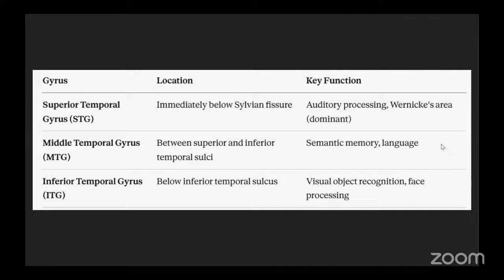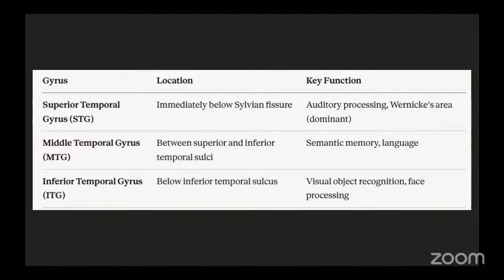So before we go to the cisternal anatomy, let's go briefly over the gyri. We have the superior temporal gyrus. The main function is auditory processing and the Wernicke area. We know that. We have already discussed it during the Sylvian fissure session.